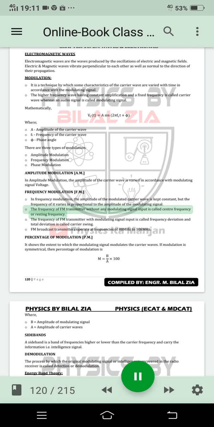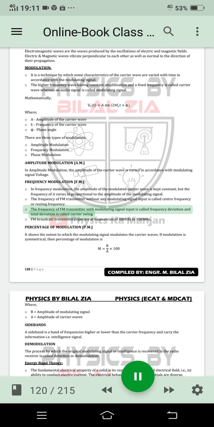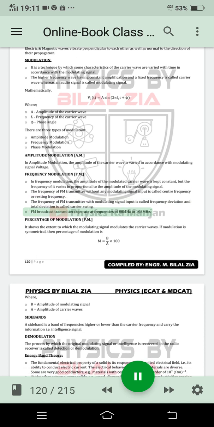The frequency of an FM transmitter without any modulating signal input is called center frequency or resting frequency. The frequency of an FM transmitter with modulating signal input is called frequency deviation, and total deviation is called carrier swing. FM broadcast transmitters operate at frequencies of 88 MHz to 108 MHz.